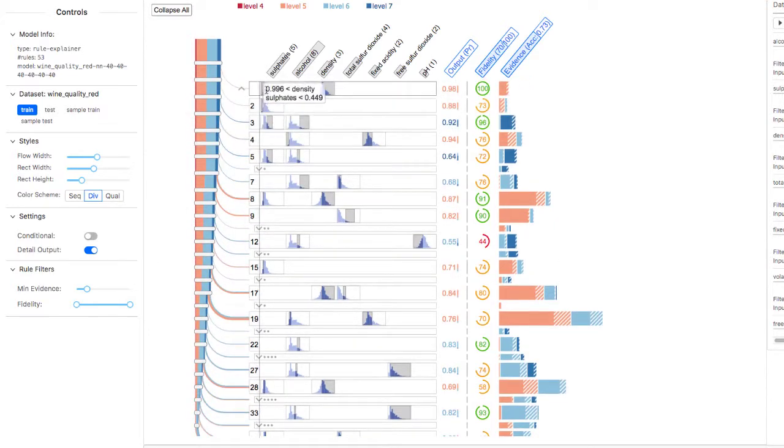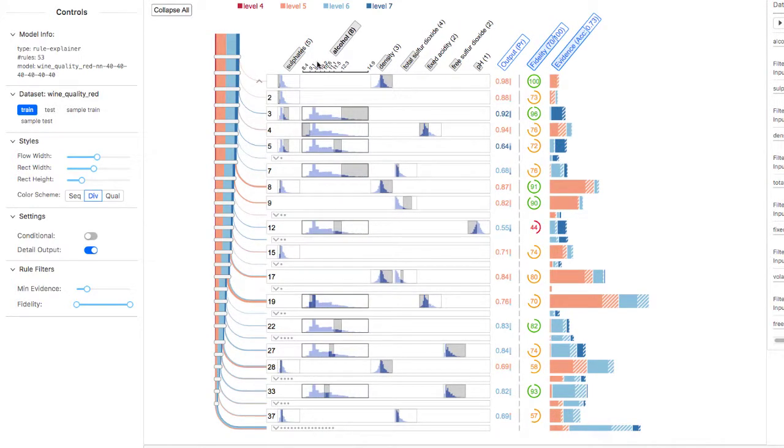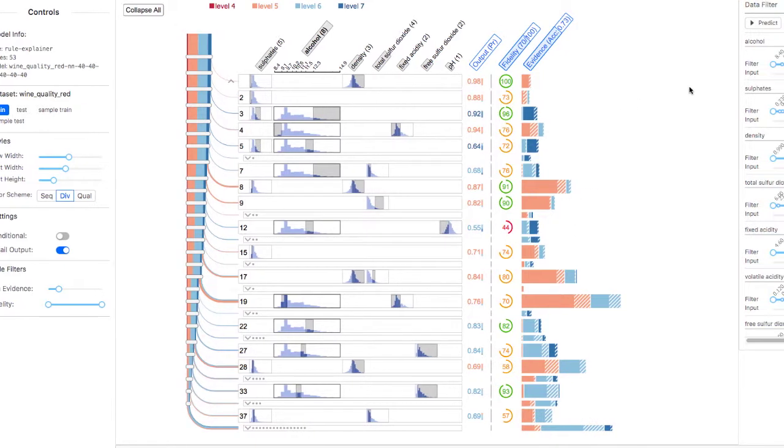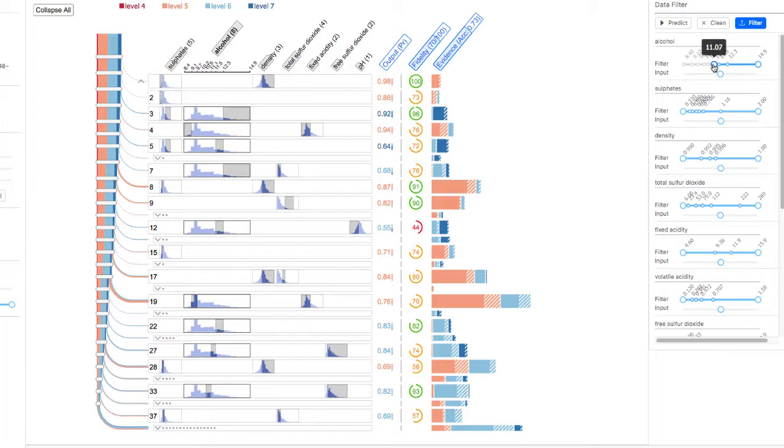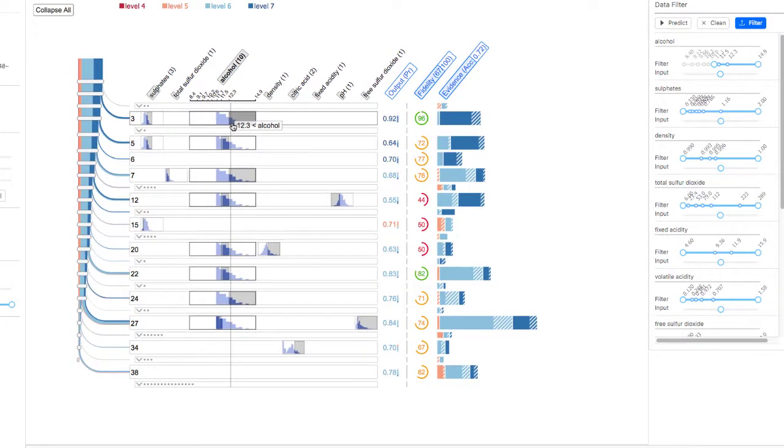Next, we want to see what the model regards as good wine. We click on the alcohol column to highlight it and find that good wines seem to have high alcohol. We adjust the data filter and find the resulting data are mostly colored blue, denoting good quality.